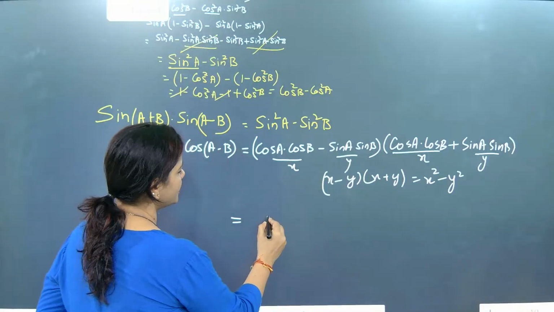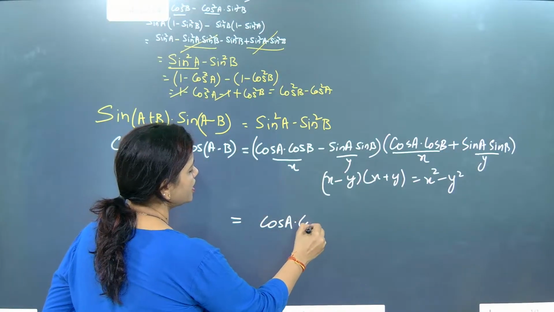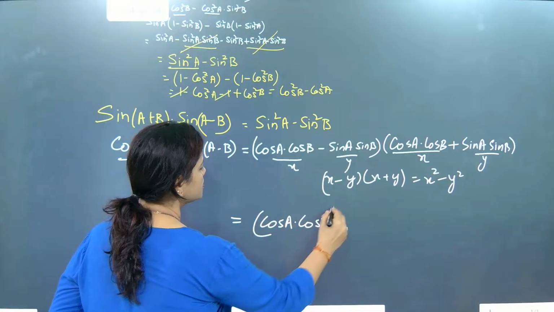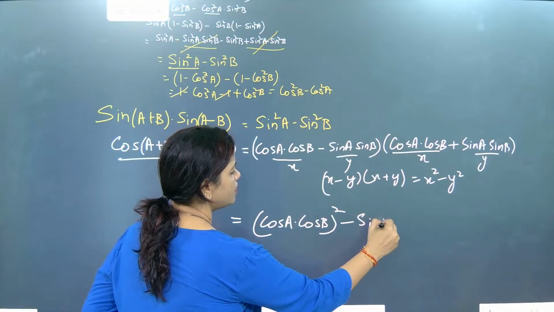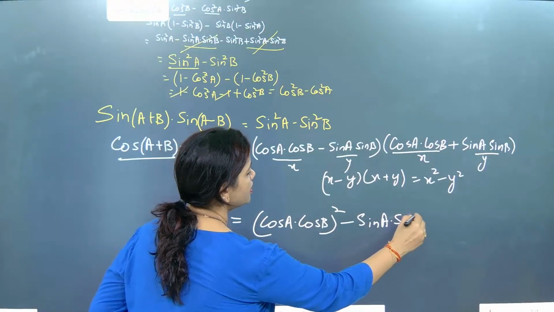Now beta, here directly we will write cos of A into cos of B whole square minus sine of A into sine of B whole square.